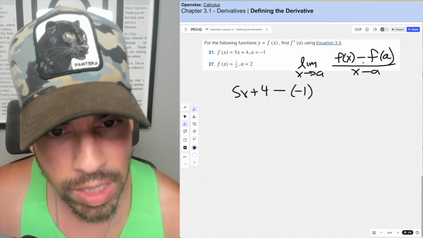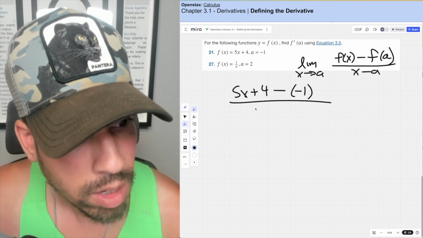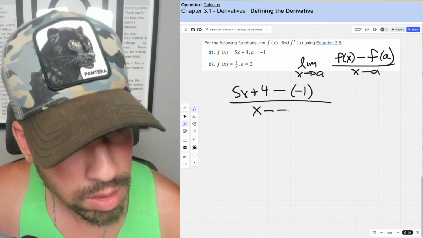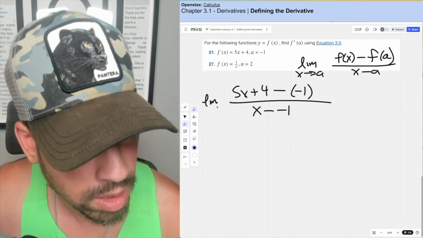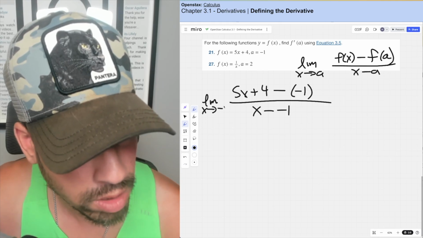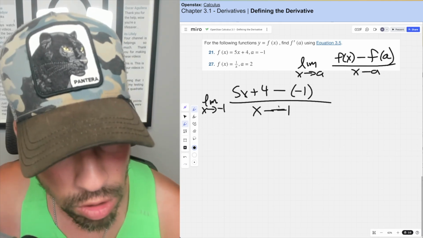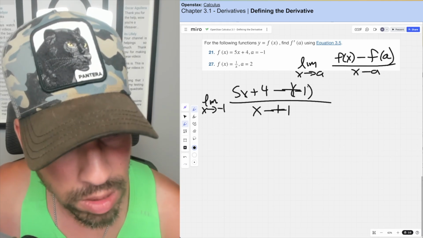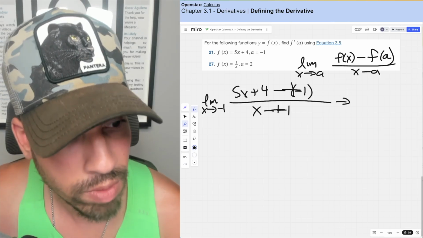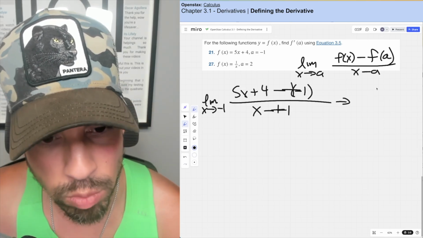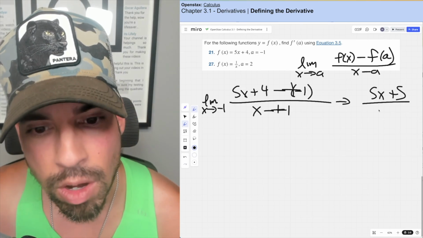So f of x minus f of a over x minus a. And then this is the limit as x approaches negative 1, which is my a value. So this is going to turn into a plus. This is going to turn into a plus. Let's simplify the numerator. We've got 5x plus 4 plus 1, which is 5x plus 5 over x plus 1.